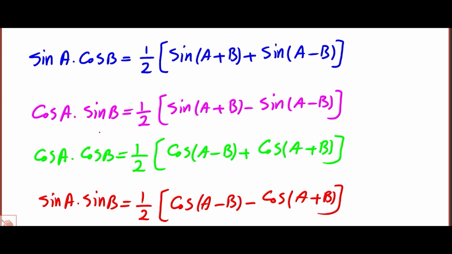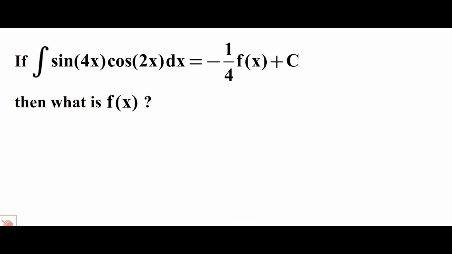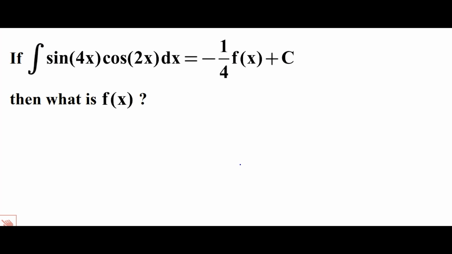easier to integrate. For example, if the integral of sine of 4x times cosine of 2x dx equals -1/4 f of x plus c, then what is f of x? First, we apply the product to sum identity to turn this product into a sum of two simple sine functions. Once it's in a sum form, we can integrate each term separately.